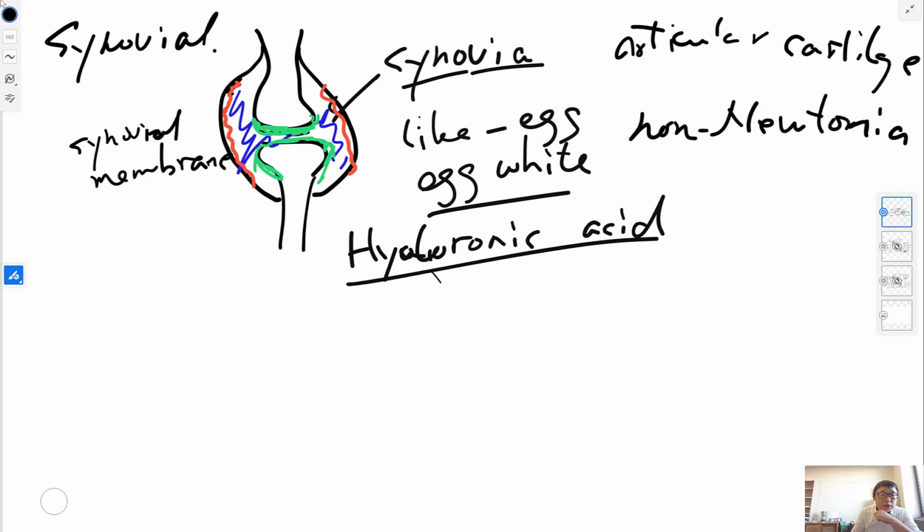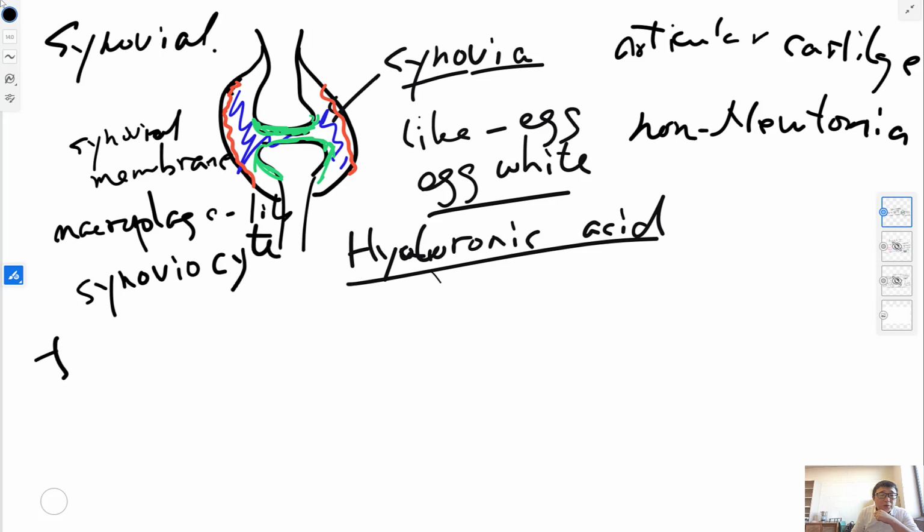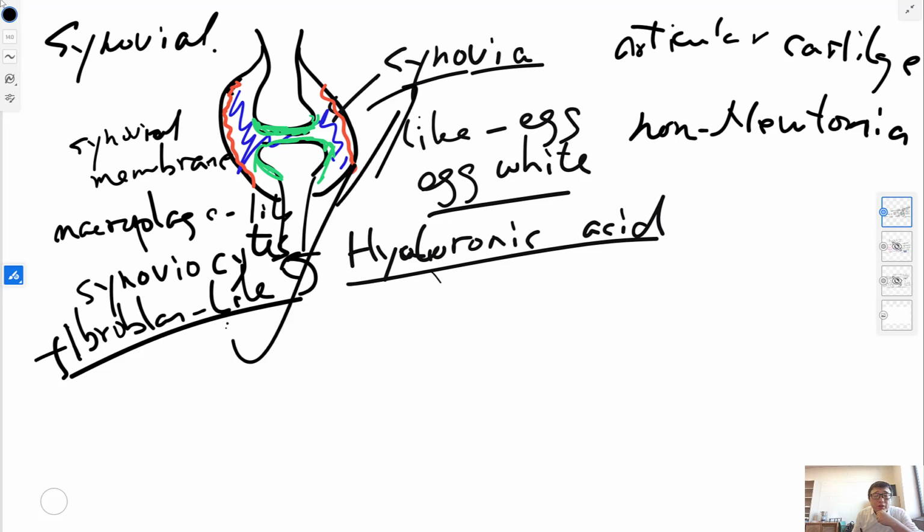And in the synovial membrane, there are two types of cells: macrophage-like synoviocytes, or fibroblast-like synoviocytes. The macrophage-like synoviocytes are mainly in charge of cleaning up this environment. The fibroblast-like synoviocytes produce the liquid. They produce the synovia, the liquids.